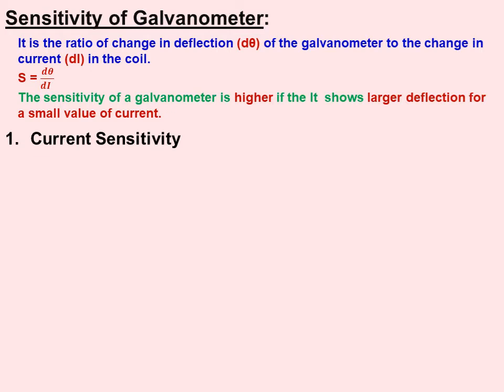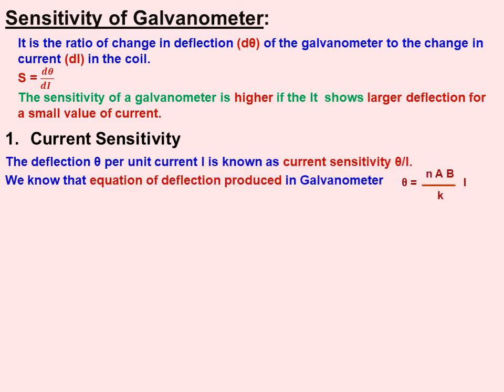First, current sensitivity and second, voltage sensitivity. So we'll see in detail. First we'll see what is current sensitivity. The deflection per unit current is known as current sensitivity, my dear student. The definition of the current sensitivity is very easy. The deflection produced in the galvanometer per unit current passing through the galvanometer, that is deflection per unit current, is the simplest ratio, called current sensitivity, and it is represented by the symbol theta divided by I.